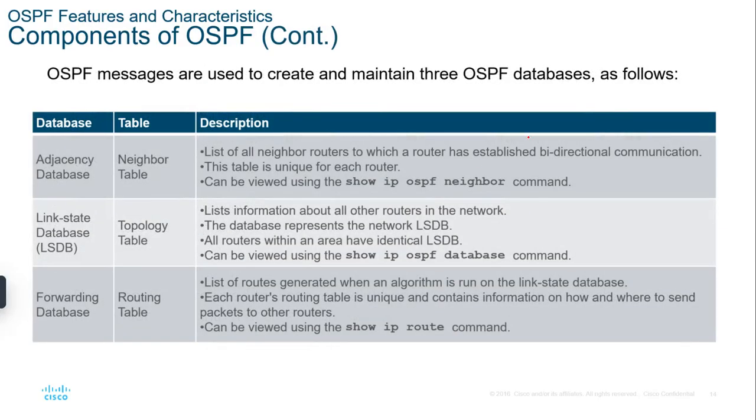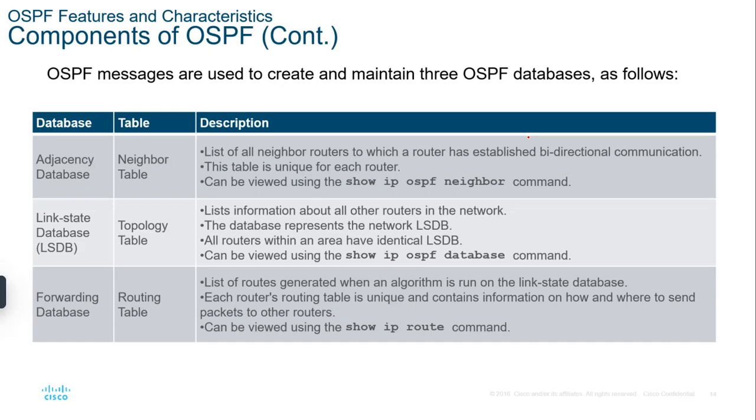So still under components, OSPF messages are used to create and maintain 3 OSPF databases. All that information that is exchanged has specific areas or locations where it is stored or kept. We have the adjacency database, which you can call the neighbor table. We have the link state database, that is the topology table, because the topology table has the information about the entire topology.